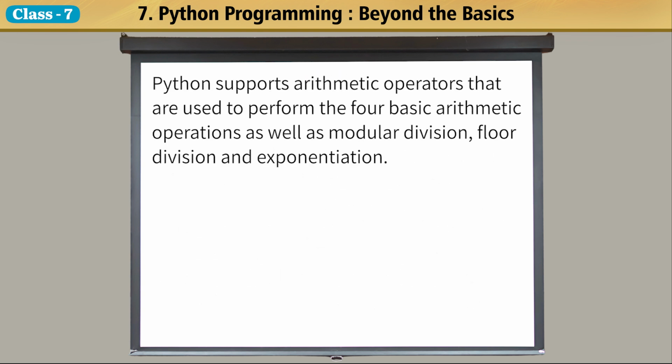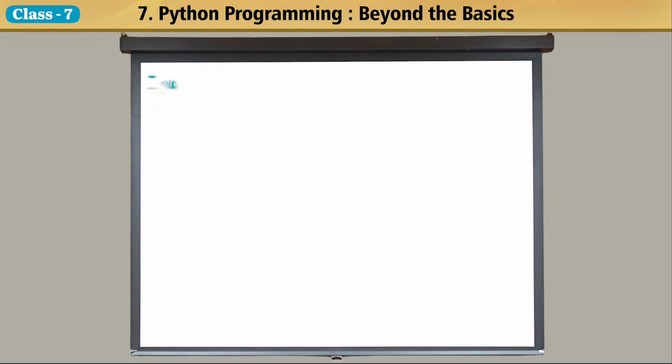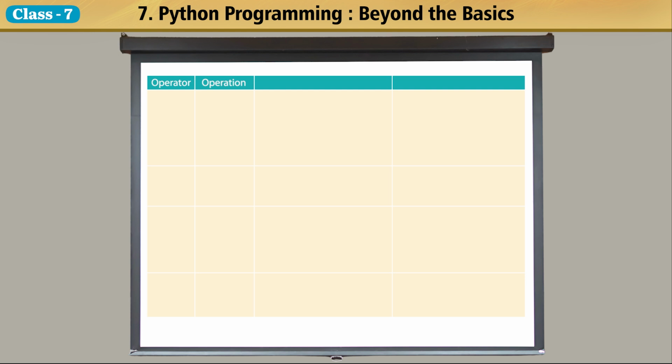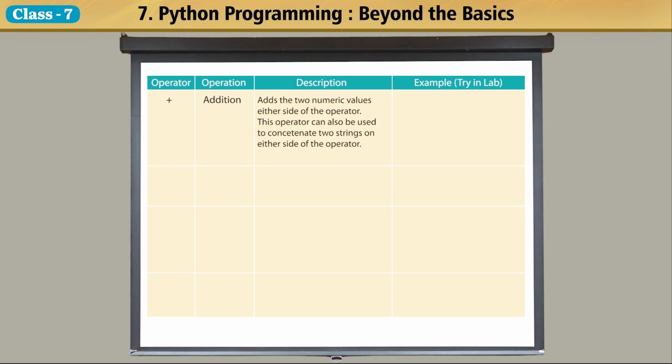Python supports arithmetic operators that are used to perform the 4 basic arithmetic operations as well as modular division, floor division, and exponentiation. Operator. Operation. Description. Example, try in lab. Addition. Adds the two numeric values either side of the operator. This operator can also be used to concatenate two strings on either side of the operator. Examples.